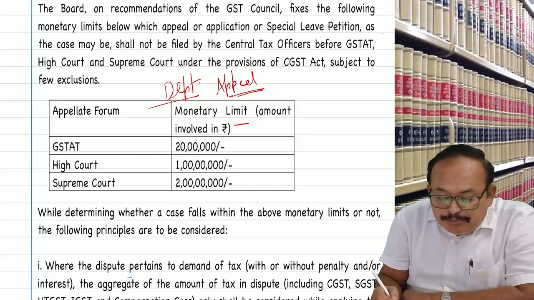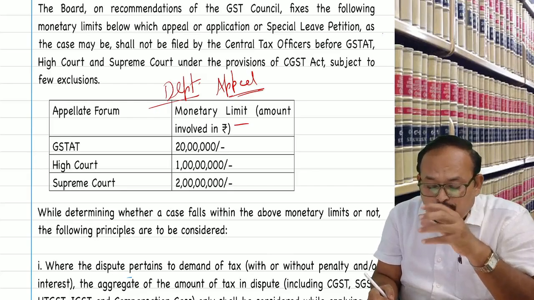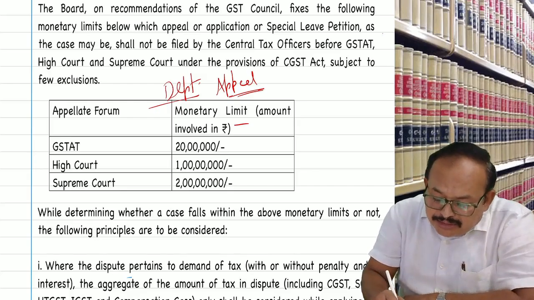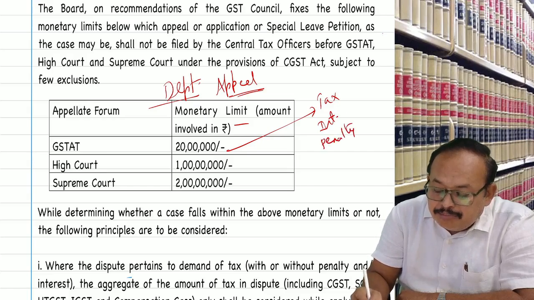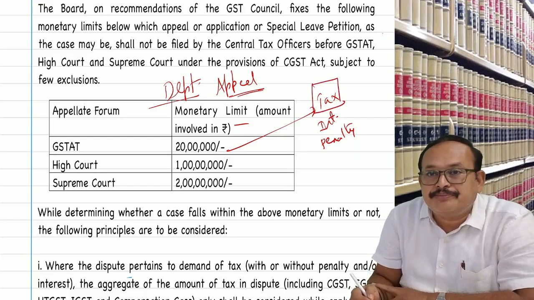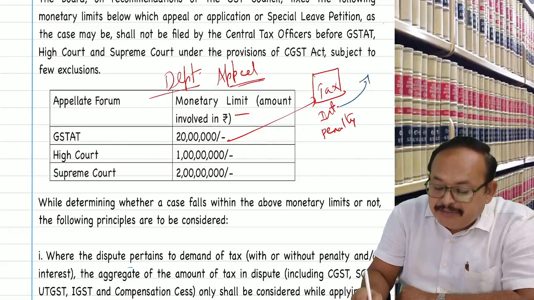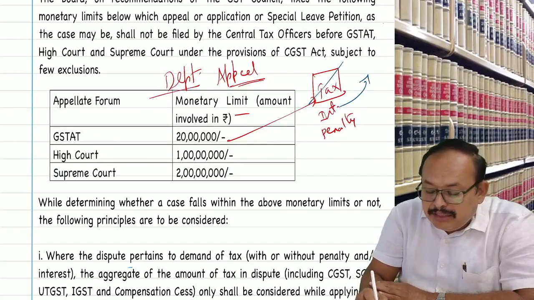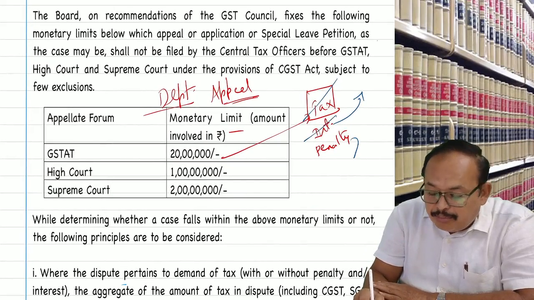If the dispute is less than or equal to 20 lakhs, what is that 20 lakhs? If there is tax, interest, and penalty, you refer only to the tax. If there is interest, you refer only to the interest. If there is no tax, only interest, then only the interest. No interest, sir, only penalty, then the penalty only.